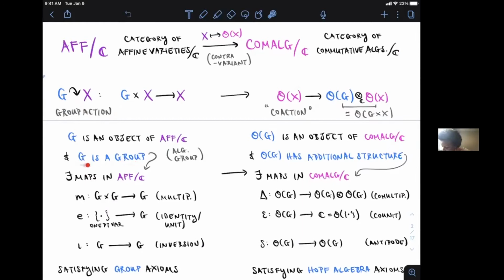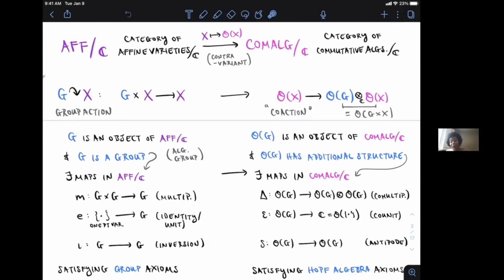Remember, on this side, G was a group, meaning that you had 3 extra maps that come along with this construction. But now this gets translated over here to these 3 maps. So not only is O of G a commutative algebra, it comes equipped with a co-multiplication map, a co-unit map, and a so-called antipode map that correspond to these maps over here. And the compatibility between all these maps satisfies the so-called Hopf algebra axioms.